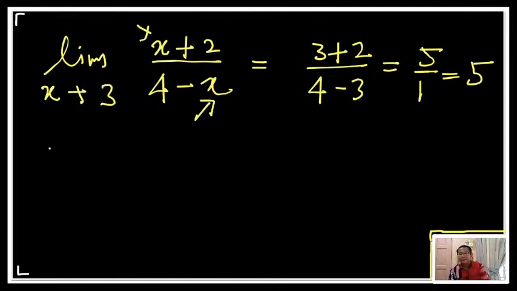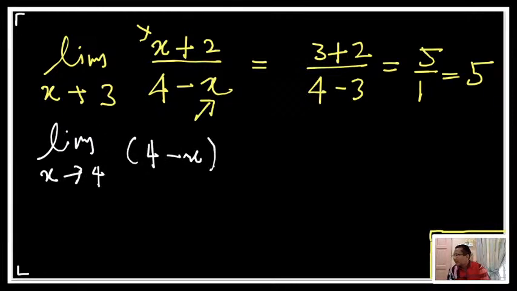Another example. Limit as x approaches 4 of 4 minus x. This one equals 4 minus 4, so equal to 0.